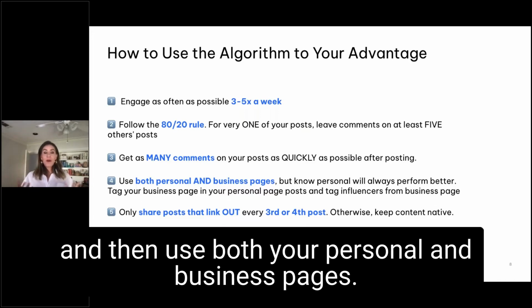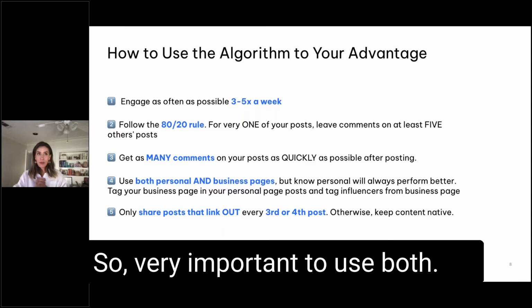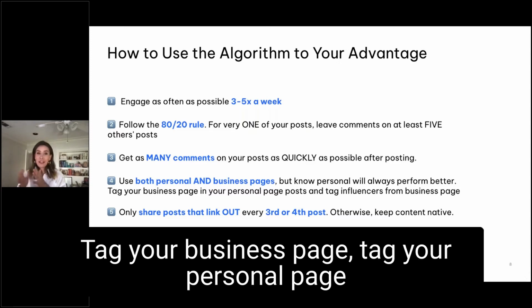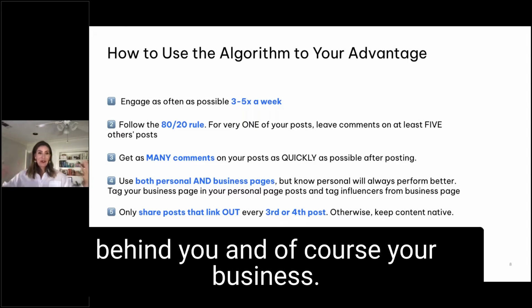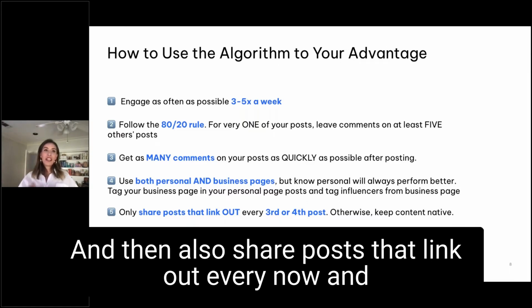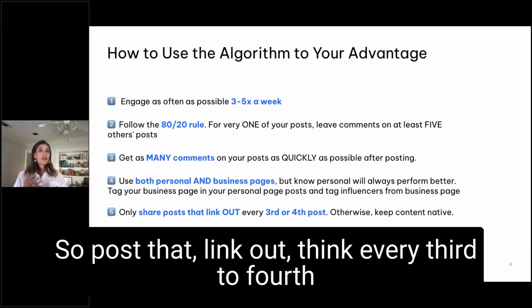And then use both your personal and business pages. So very important to use both. Tag your business page, tag your personal page. That helps influencers see not only you, but the bigger brand behind you and of course your business. And then also share posts that link out every now and then, because we also want to drive traffic to our website. So posts that link out, think every 3rd to 4th post.